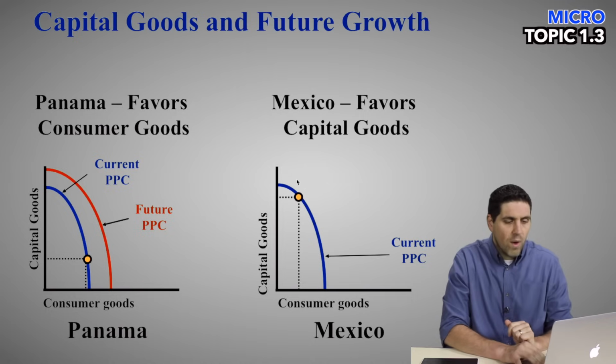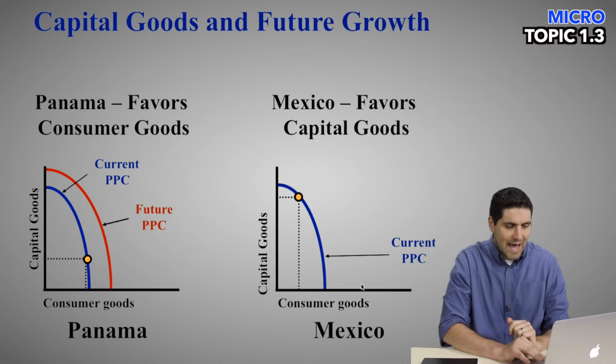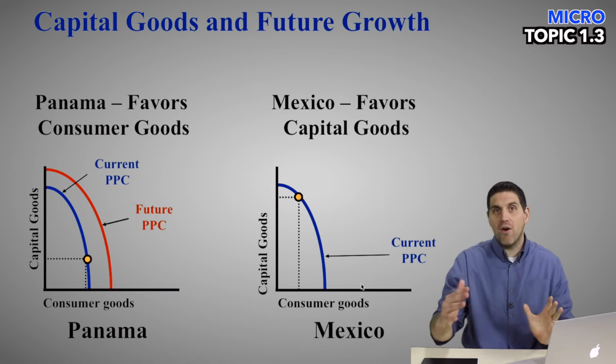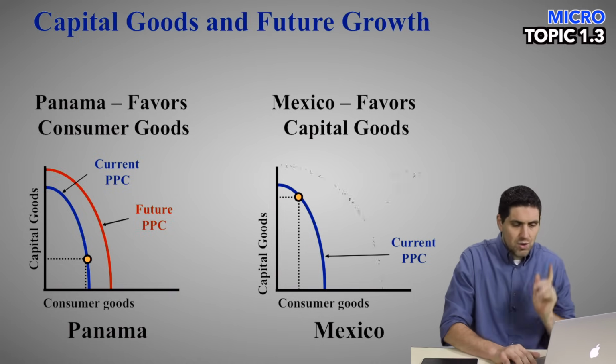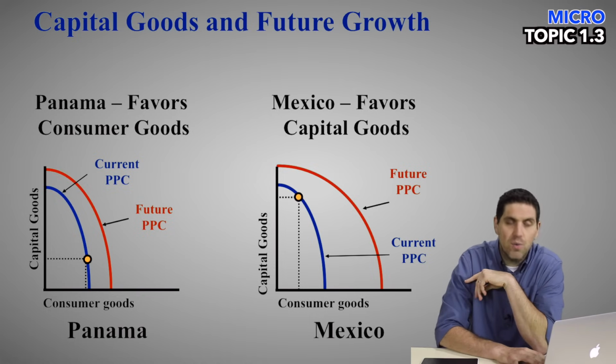The question is, what's the future curve going to look like for Mexico? Is it going to be the same distance out as Panama? Is it going to be farther out? Is it going to be less growth? Well, it's right here. There's going to be way more growth. Why? Because capital is a resource.